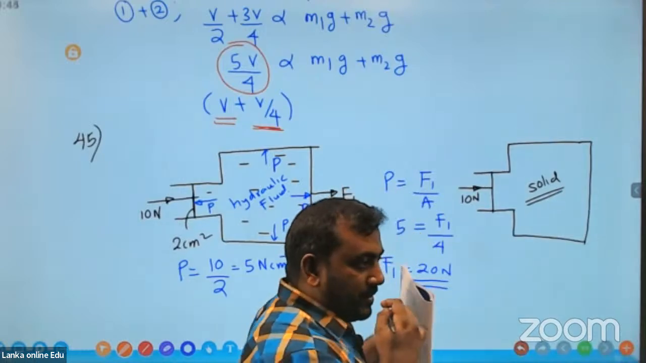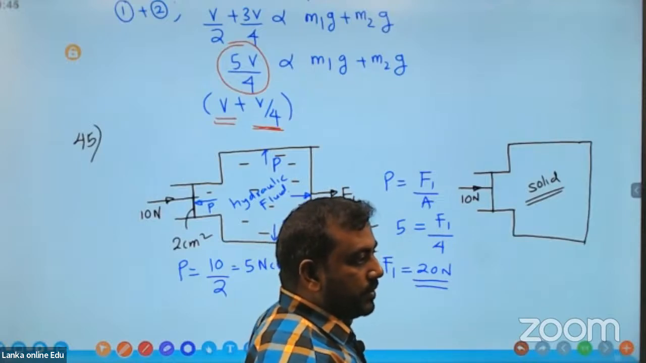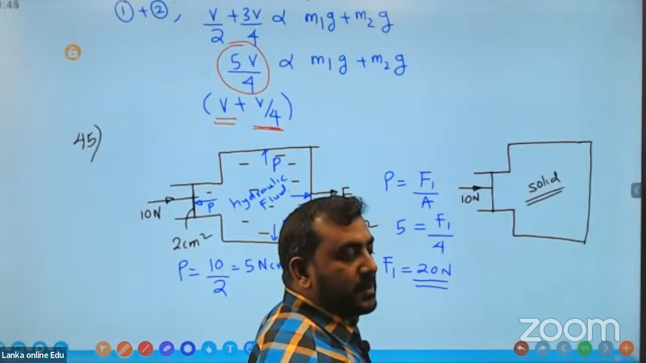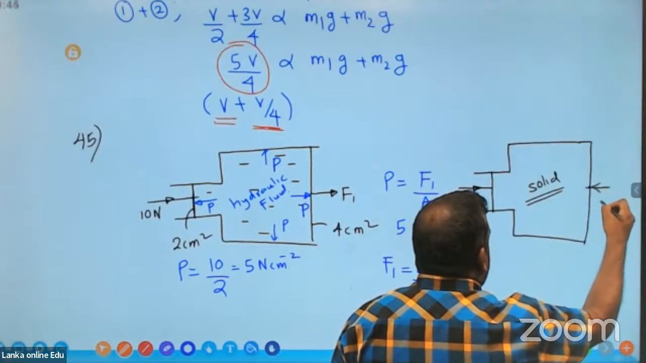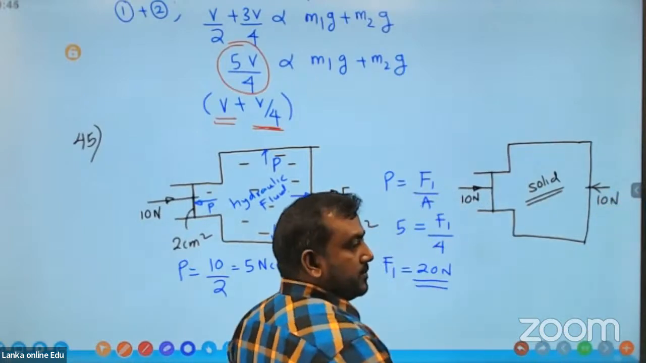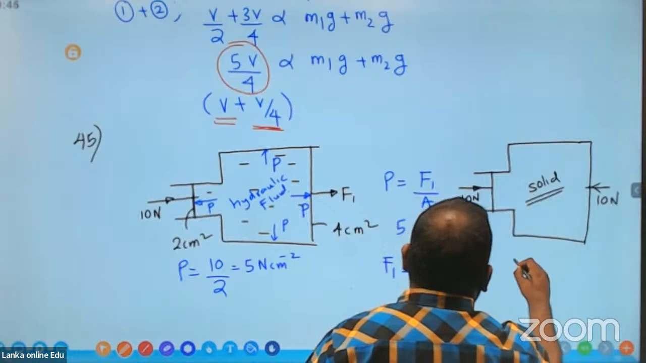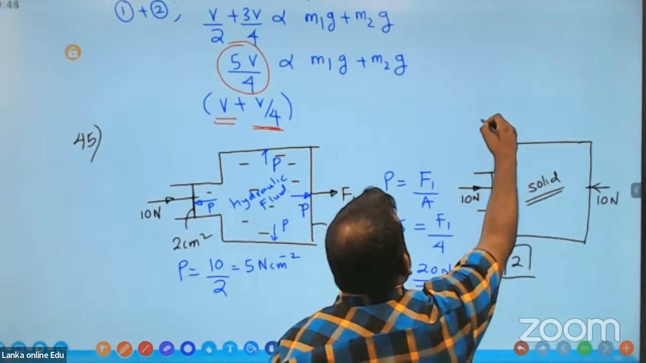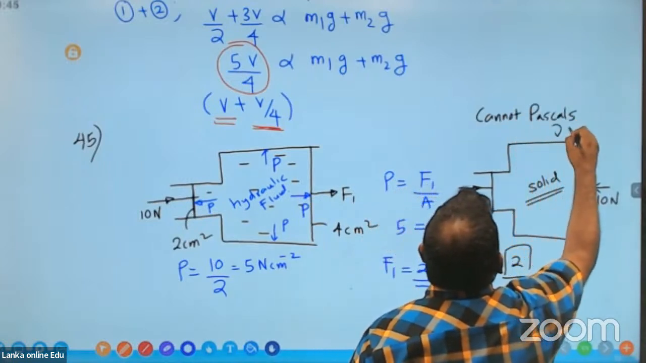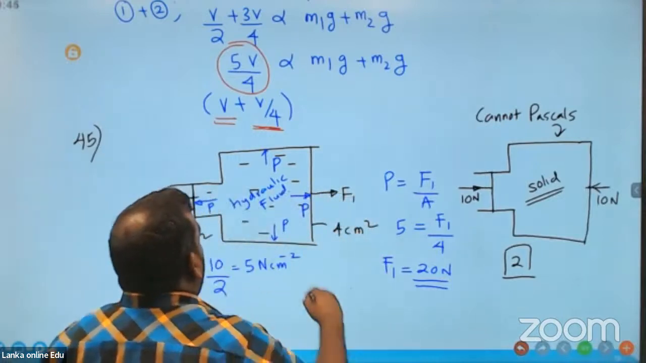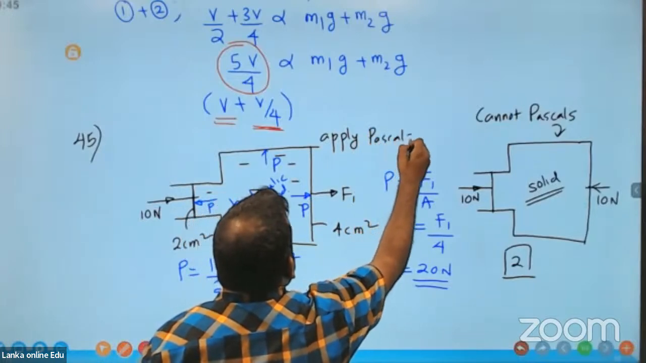it's like this. It can't obey Pascal's principle. So 10 Newton here means guaranteed 10 Newton here also. Solid, no? So 20 Newtons and 10 Newtons. Correct answer is answer number 2. Here we cannot apply Pascal's principle. For the hydraulic fluid, we can apply Pascal. You can apply Pascal's principle, right?